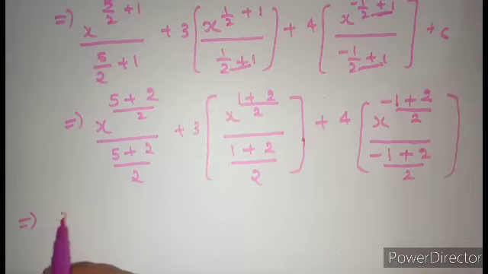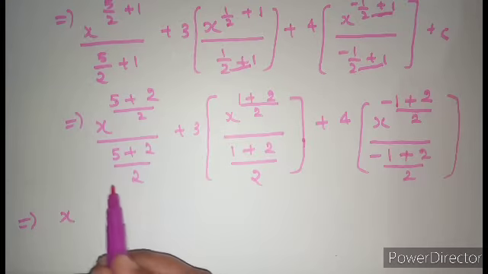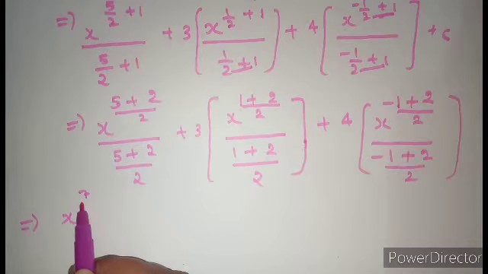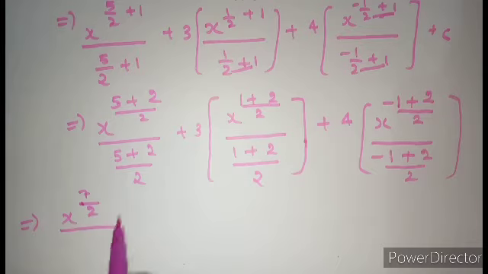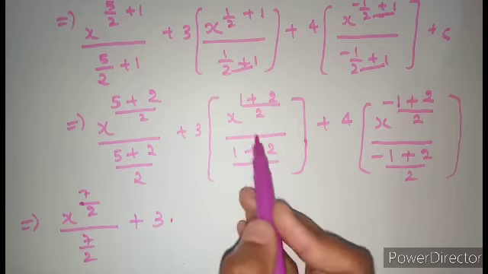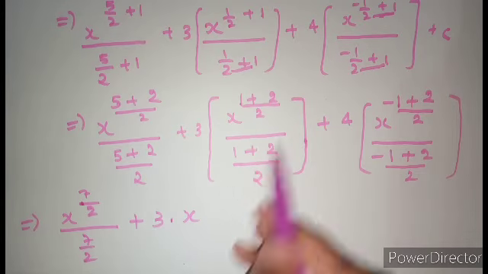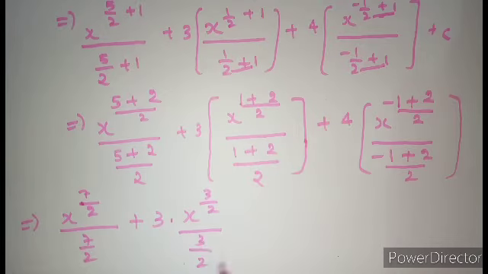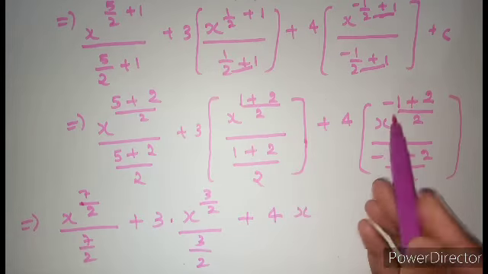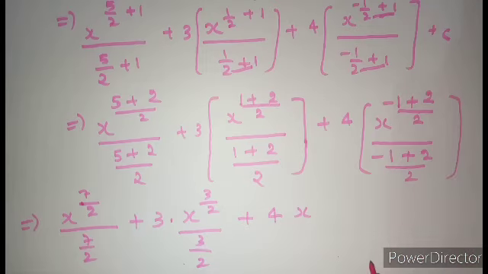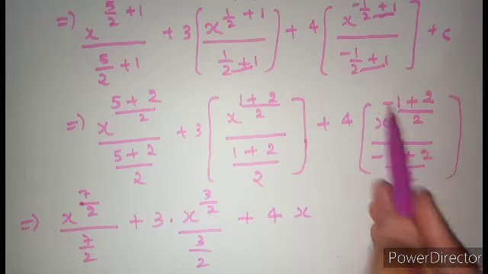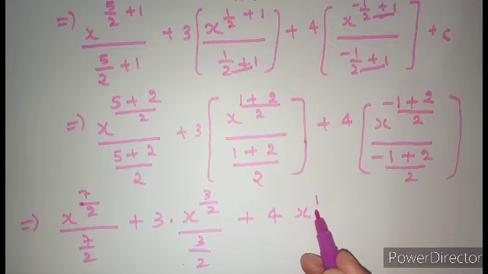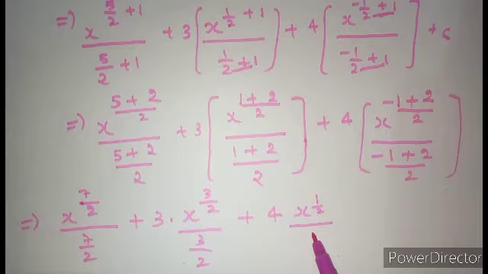Implies x power 5 plus 2 is 7, right? So x to the power of 7 by 2 by 5 plus 2 is 7 by 2, plus 3 into x to the power of 1 plus 2 is 3 by 2 divided by 1 plus 2 is 3 by 2, plus 4x minus 1 plus 2. If signs are opposite, we have to subtract. So 2 minus 1 is 1 by 2 upon minus 1 plus 2 is 1 by 2.